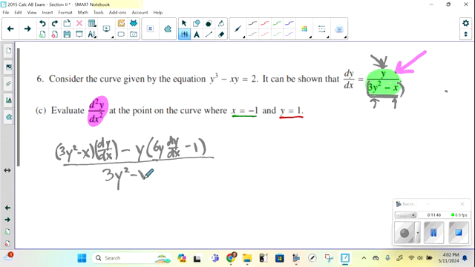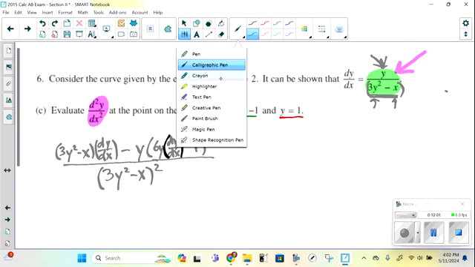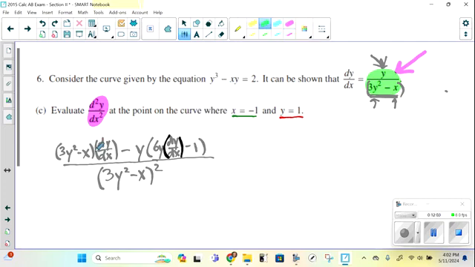3y squared minus x squared. This is the second derivative. I'm going to put parentheses around this dy dx here. I want this at the point where every x is going to be -1 and every y is going to be +1.